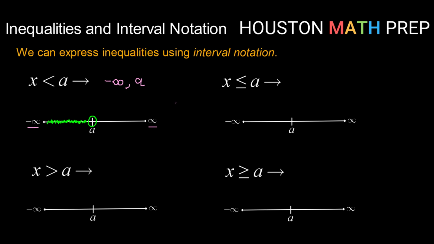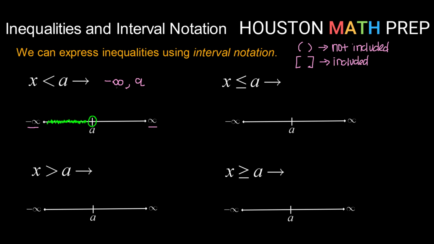Now we want to look at what kind of closures we want. There are two types of closures that can be used. You can use parentheses, either left or right or both, which means not included. That means the endpoint closed by a parenthesis is not included in your solution. Or you can use brackets. Brackets mean that that endpoint is included.